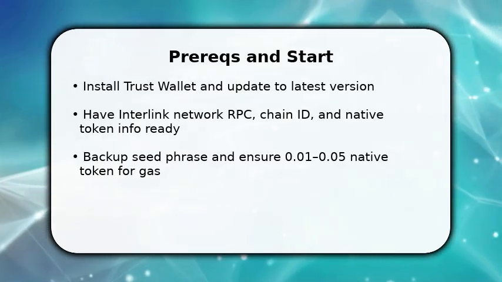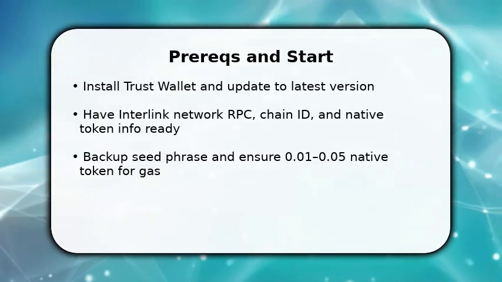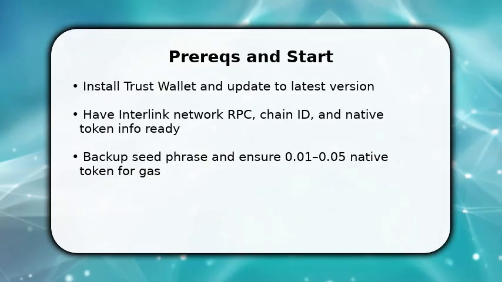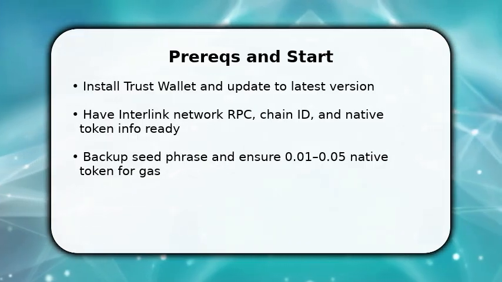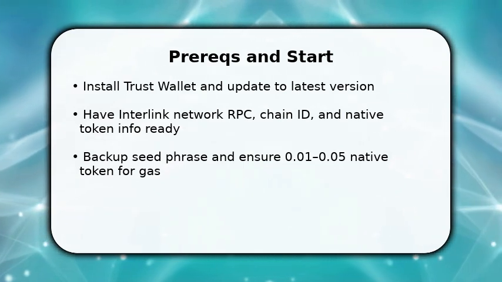This is where you'll paste Interlink's RPC endpoint and chain ID. Make sure to double-check values to avoid wrong networks. After entering the basics, save and return to the main wallet screen to continue. Now you'll input the detailed network settings.